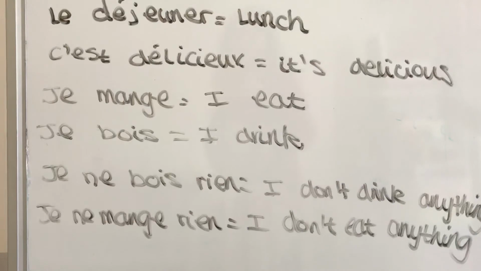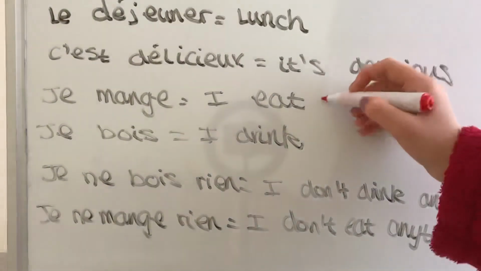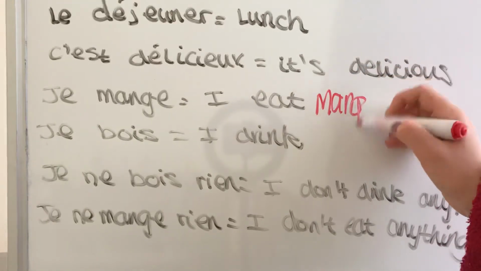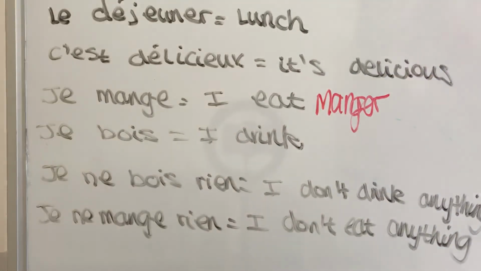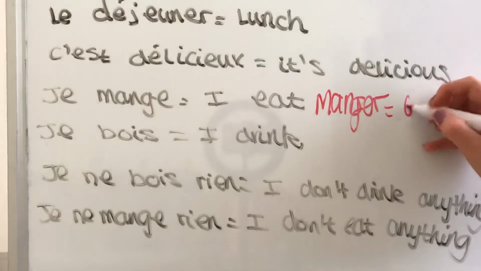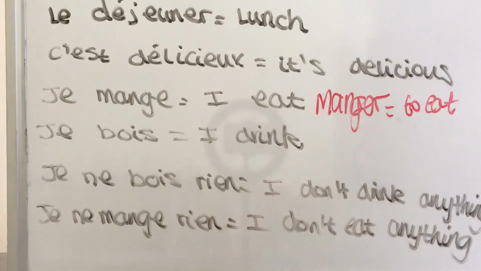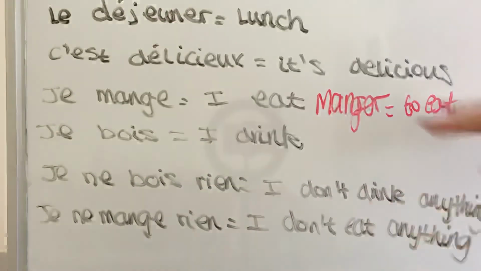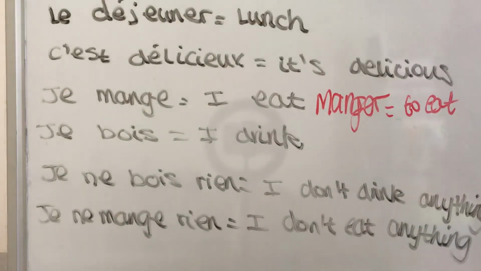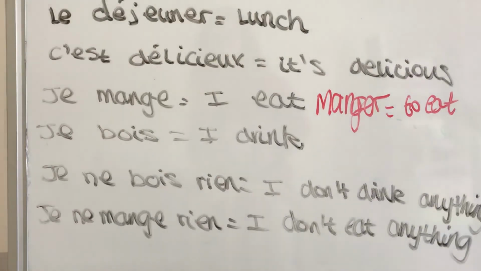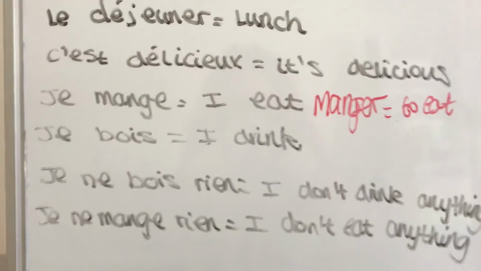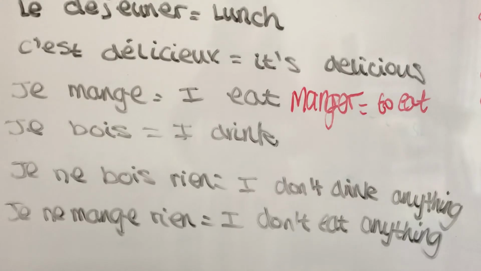Je mange, I eat. So what is the infinitive of mange? It is manger. And that is it in the infinitive, that translates as to eat. So the ending would be I for je, so we just make that je mange, I eat. Je bois, I drink. Je ne bois rien, I don't drink anything. And je ne mange rien, I don't eat anything.